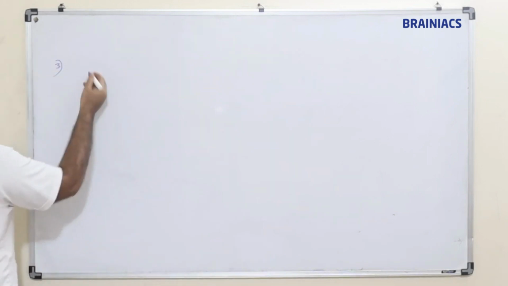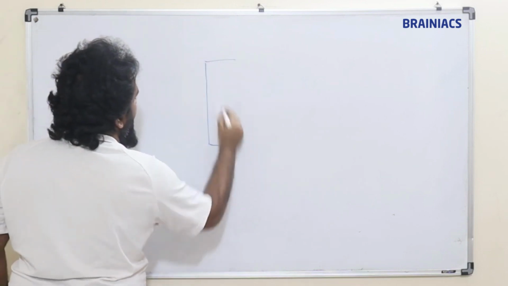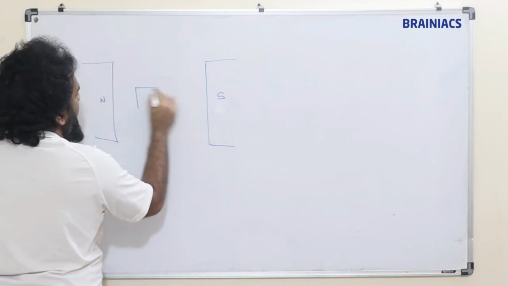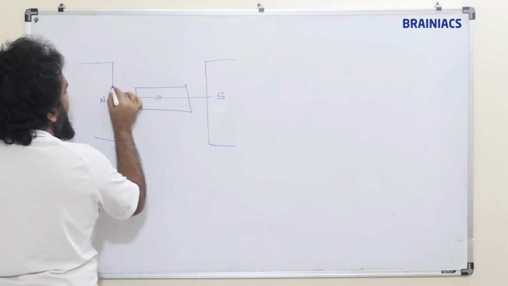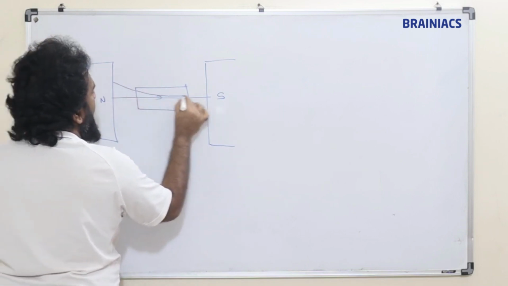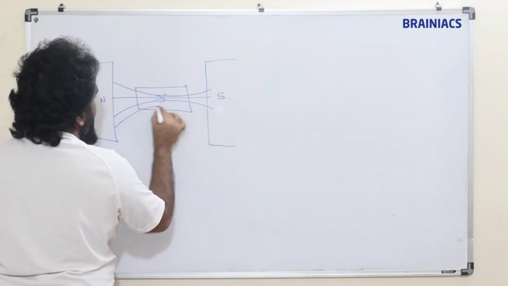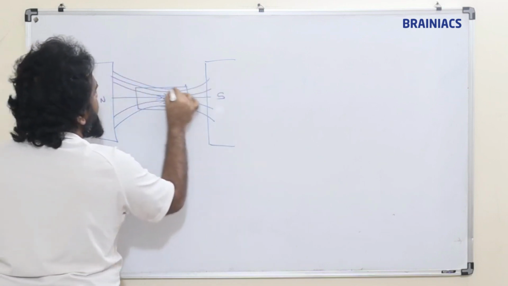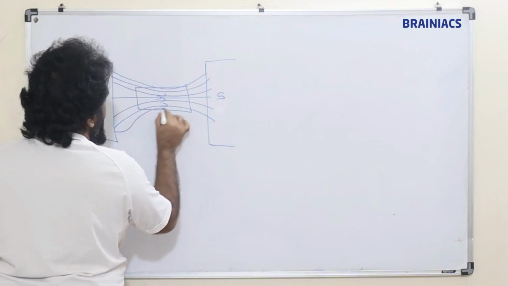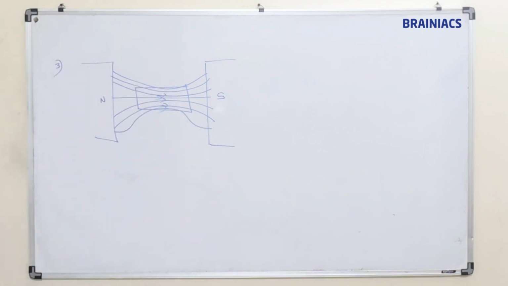Number 3, suppose we keep a north pole and south pole, something like this, and if this is a ferromagnetic material, then the magnetic field lines will be very densely closer inside the ferromagnetic material. Likewise, this will be very dense. This is what is going to happen for a ferromagnetic material.